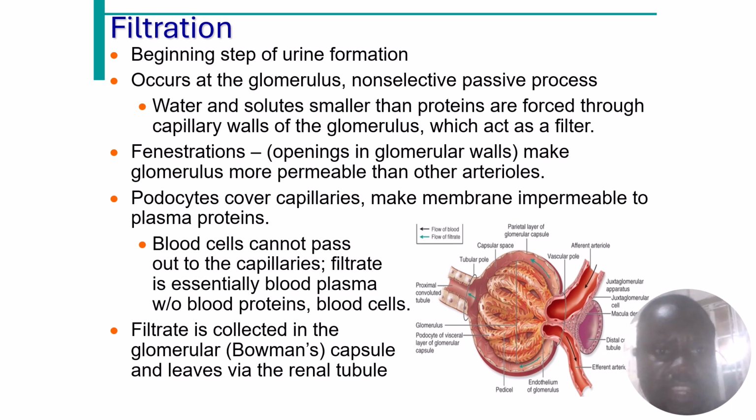So filtration, like I've said, is the beginning of the urine formation process and occurs at the glomerulus, where there is non-selective passive filtration of water, solutes, and solutes that are much smaller, that they are able to pass through the fenestrations of the capillaries as well as the podocyte slits.